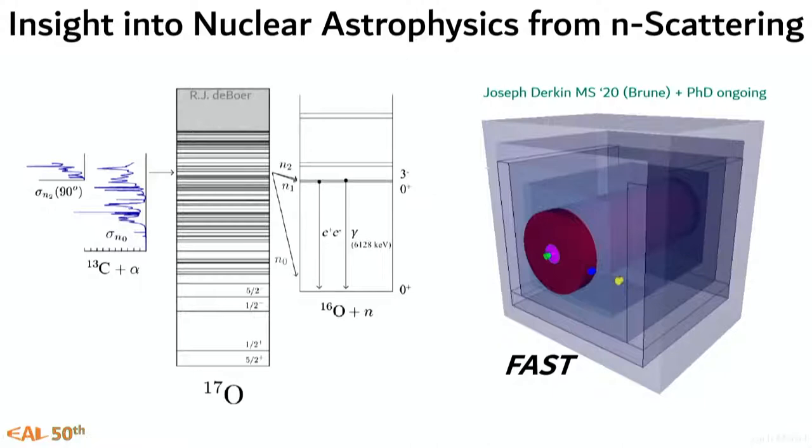And what Joseph and Carl and company are going to do is they're going to be able to very precisely study the states in a nucleus that in this case are of interest for nuclear astrophysics and applications. So this reaction, for instance, here, where you combine a helium nucleus and a carbon-13 nucleus, this winds up being very important for element formation in the universe.